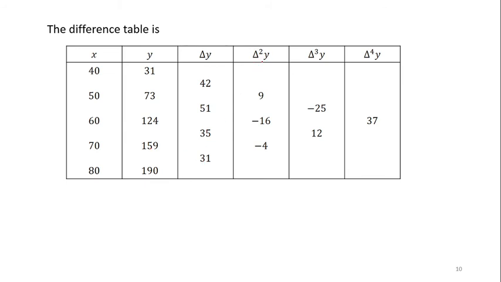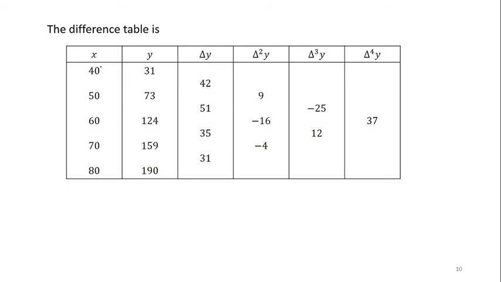Now for delta square of y, 51 minus 42 is 9. 35 minus 51 is minus 16. 31 minus 35 is minus 4. Now the column delta cube of y, minus 16 minus 9 is minus 25. Minus 4 minus of minus 16 is 12. Now for the column delta power 4 of y, 12 minus of minus 25 is 37.